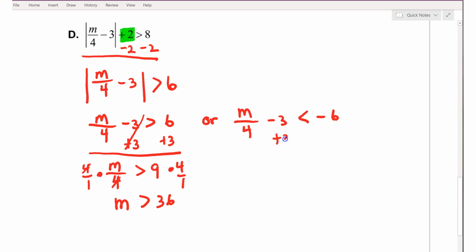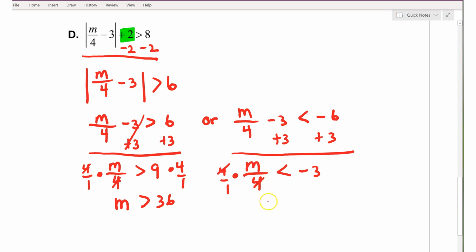This other side, we're going to add 3 to both sides. So we have m divided by 4, negative 3 plus 3 is 0, less than negative 6 plus 3 is negative 3. Once again, we're going to multiply by the reciprocal. 4 divided by 4 is 1. M divided by 1 is m is less than, and we're going to multiply this side times 4. Negative 3 times 4 is negative 12.